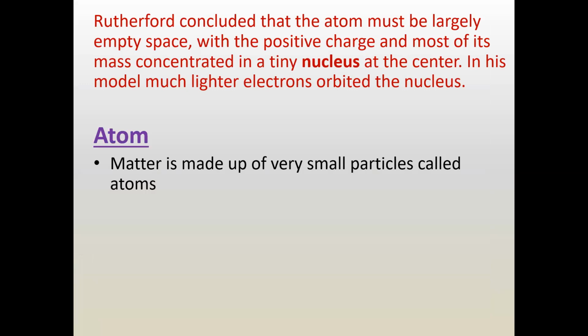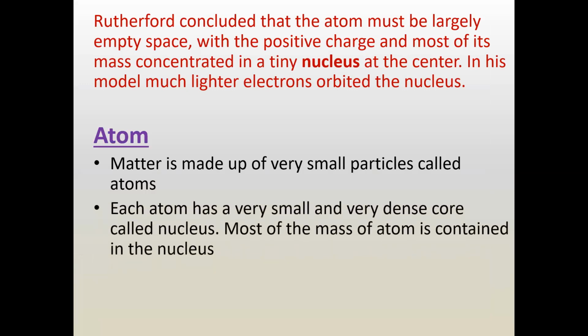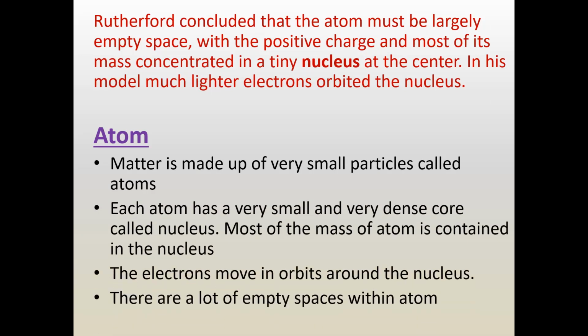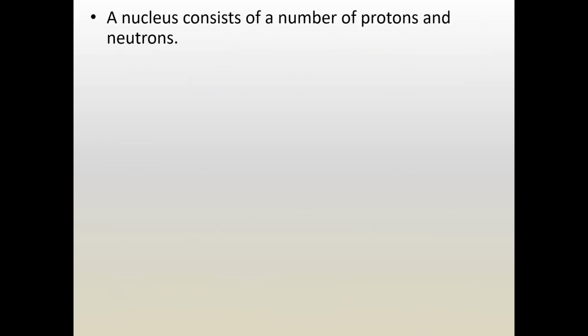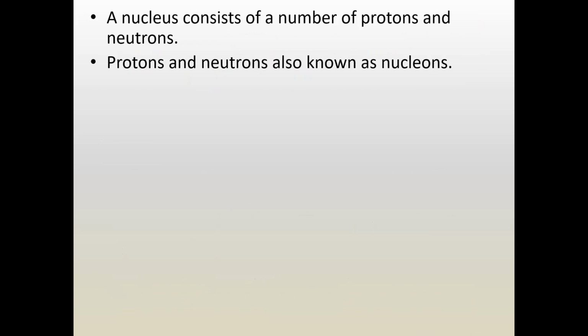So everything is made up of small, tiny particles, which we call atoms, and each atom is very small. The core, the central part of the atom, is called a nucleus, and around the nucleus there are particles which are orbiting. We call them electrons. Protons and neutrons are known as nucleons, and the nucleus contains protons and neutrons.